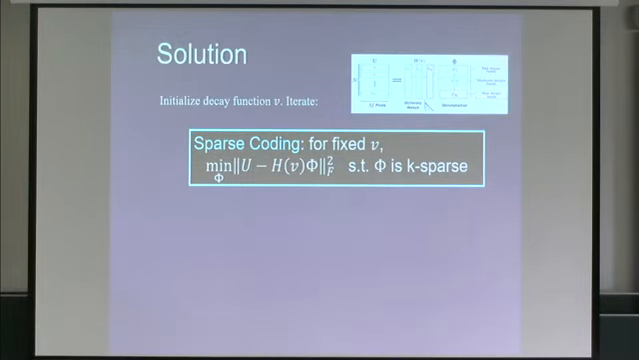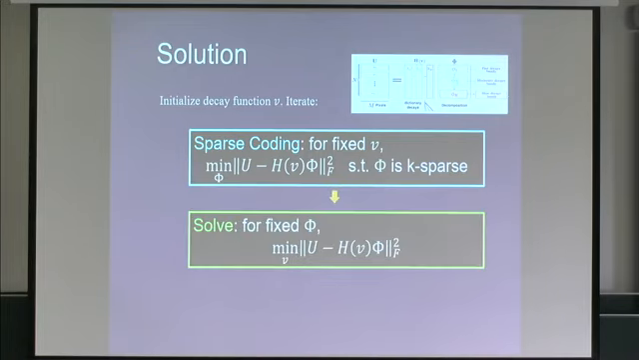Okay, so we're using standard techniques. We iterate between solutions of minimizing for phi, where we assume phi is k-sparse. Here we adopt the sparsity formulation, take their IDs, and then we solve for a fixed phi. We solve for the decay profile, which is V, and then iterate between these two solutions.